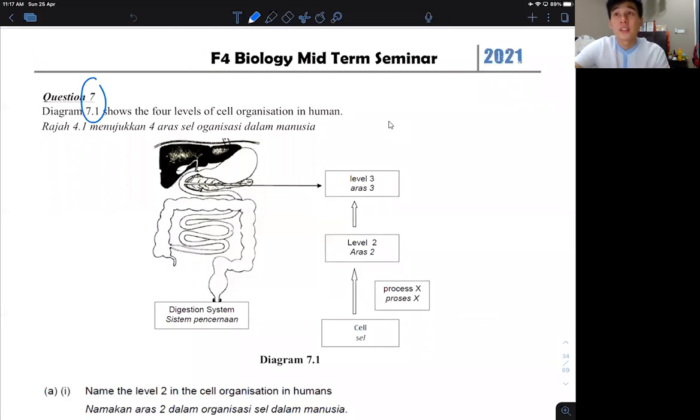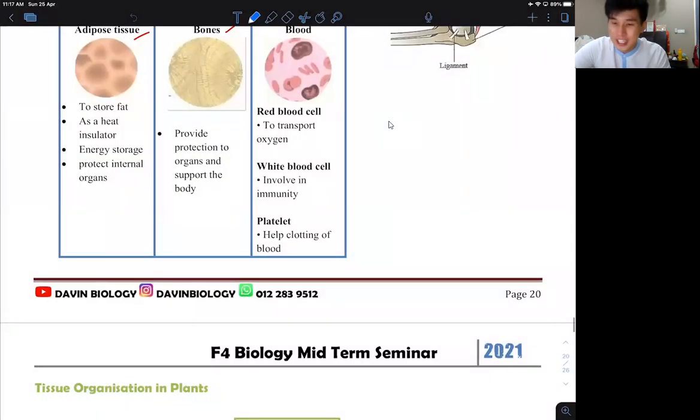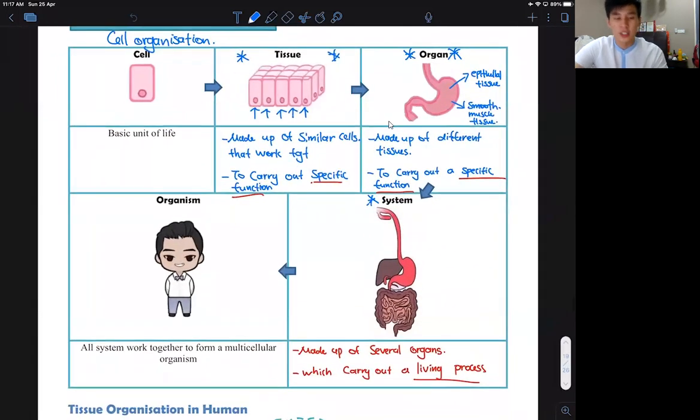Question 7. Oh, you haven't finished writing. Sorry. Page 19. Come. Right. Anna. Yeah, when you're done, we look at just now the question there.